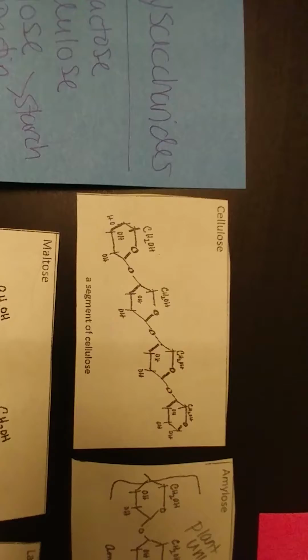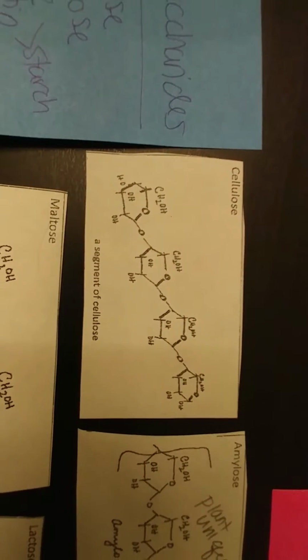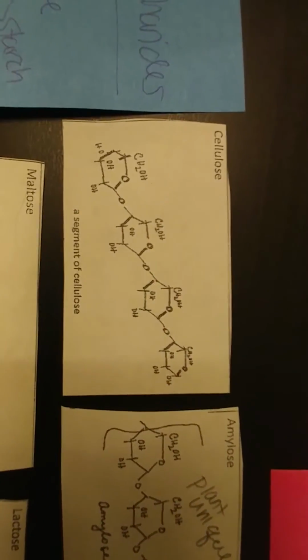Now, cellulose is a plant fiber that is not broken down and is actually excreted via the feces. It actually helps to form the fibrous substance that helps create a firm stool.